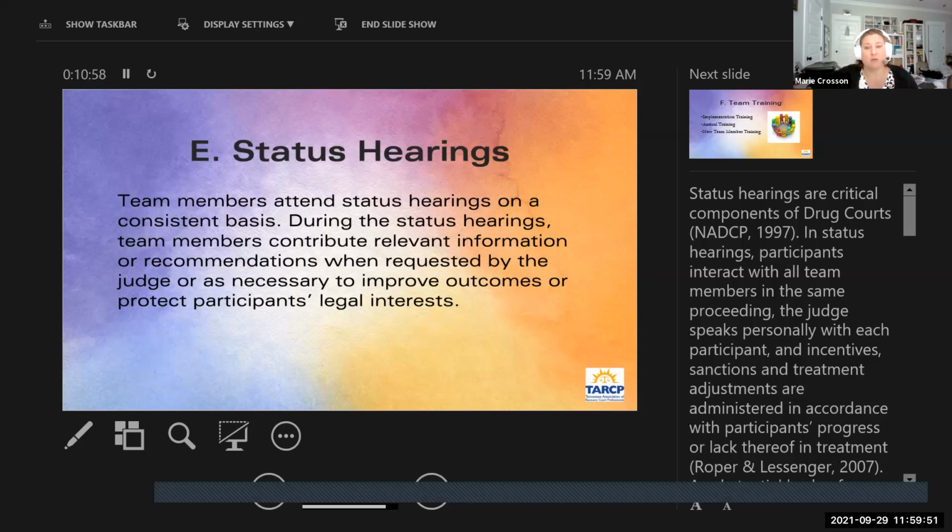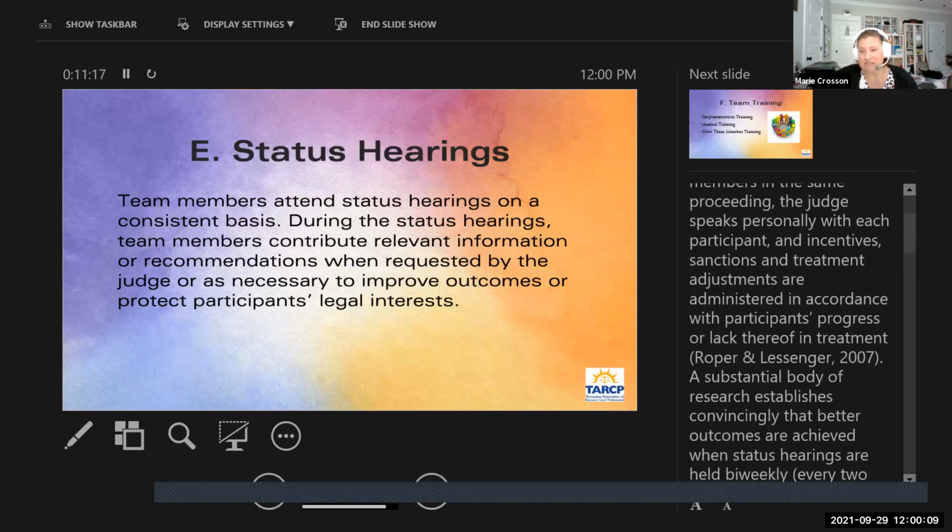It's one of the things that we have always stated as a field, that we are cost-effective. If you do it this way, you are cost effective. But if you have people that aren't showing up for your staffings or your status hearings, that diminishes. So there is a lot of value in trying to find ways to make sure that everybody is engaged.